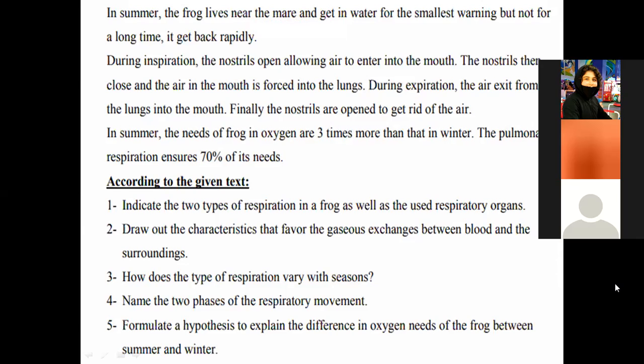Michael, what do you think? Can you give me your hypothesis? Why do the frogs have a difference in oxygen needs? Why do the frogs need oxygen 3 times more in summer than in winter? Yes, Michael. I think Michael has a problem. Ali, what do you think? Yes. What do you think? Your hypothesis.